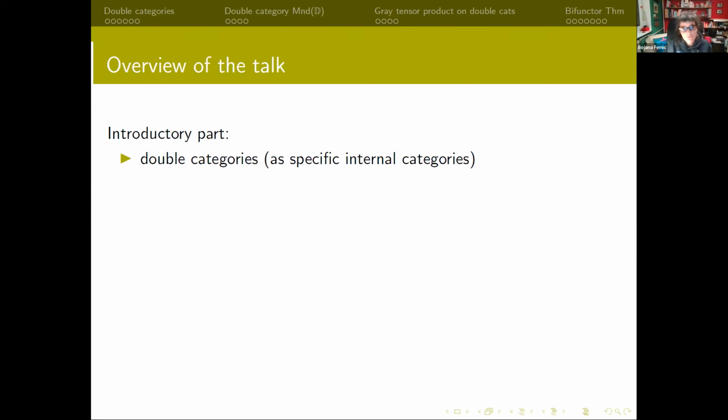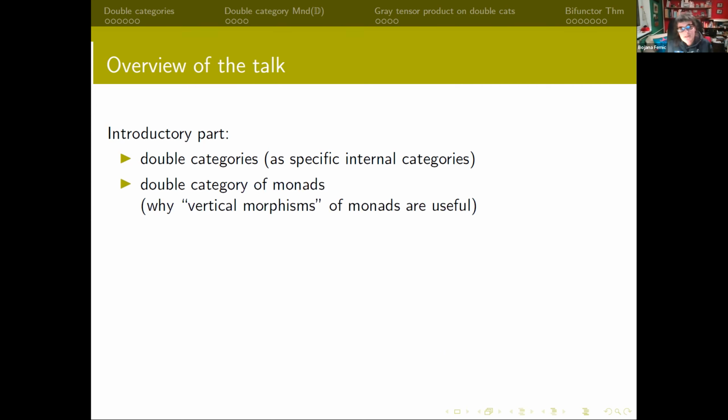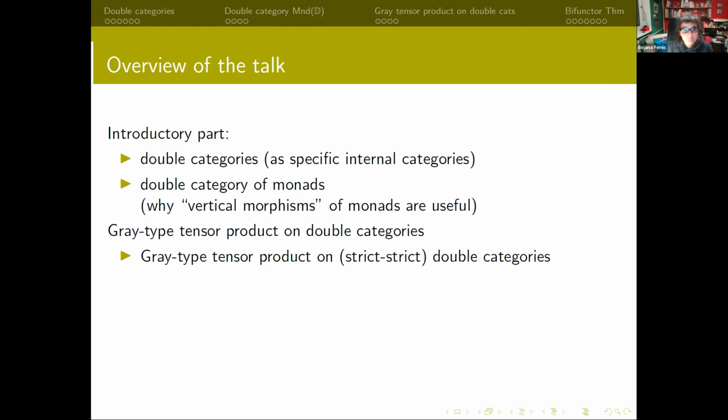Okay, so here is the overview of the talk. I will start by defining double categories, although everybody now knows, but I think that when other people add their vision, it adds to the richness. Then I want to present this construction of the double category of monads due to Fiore, Gambino, and Kock. These days we have heard already a few versions of such double categories. They seem to be all different. And we will see why vertical morphisms in this particular double category are useful.